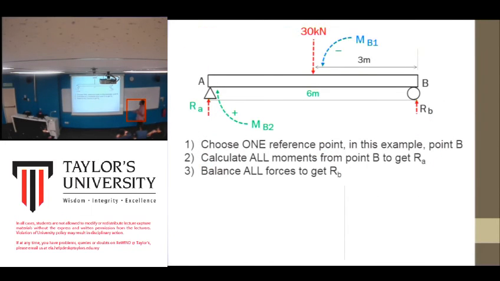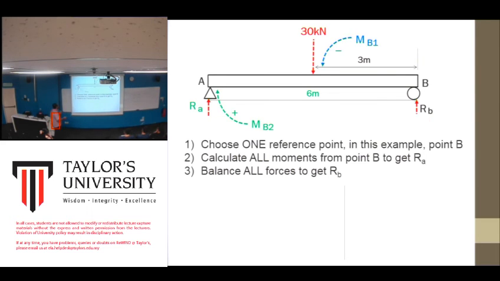So this is the correct way on how to calculate. Choose one reference point. In the example, we choose point B. Point B is a fixed one. Calculate all the moments from A to B to get RA. Balance all the forces to get RB.